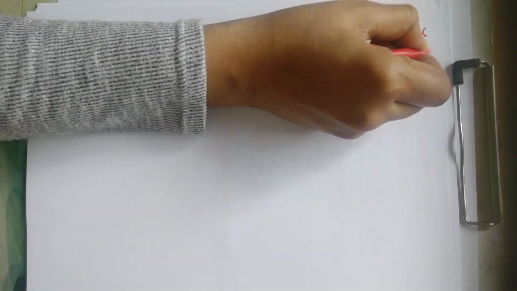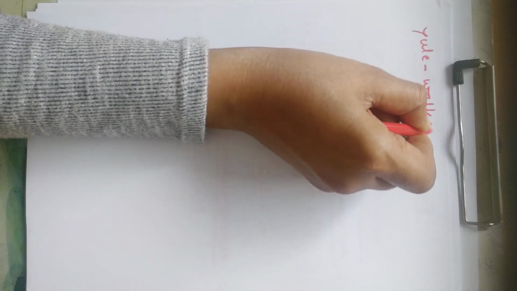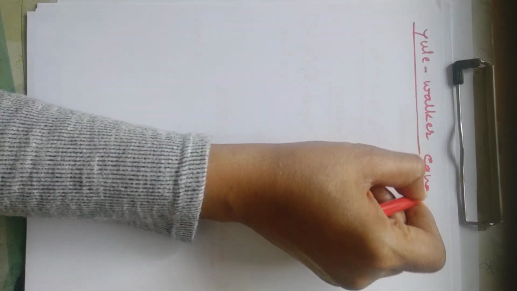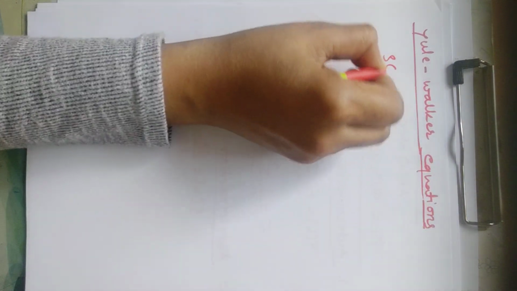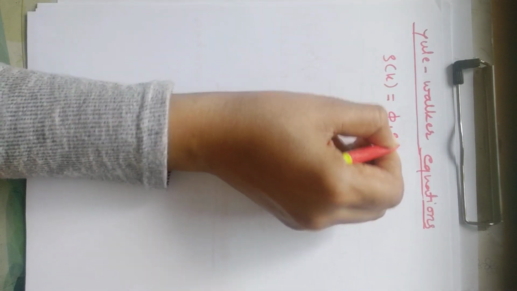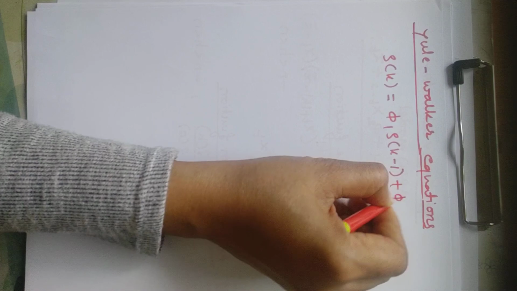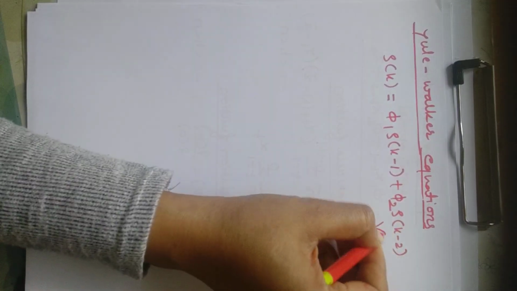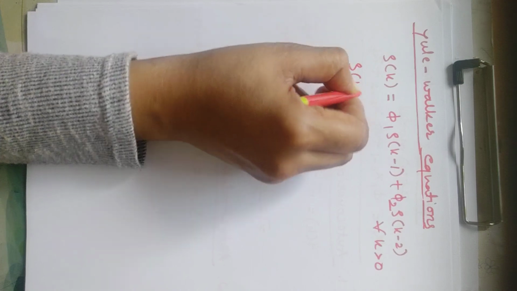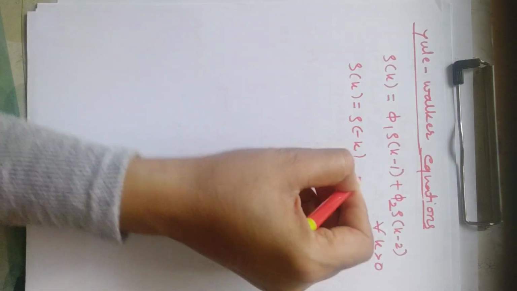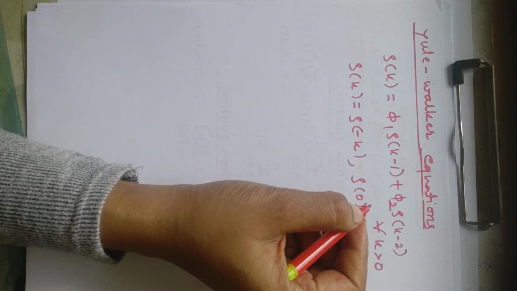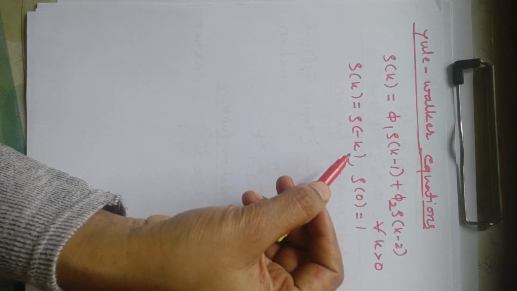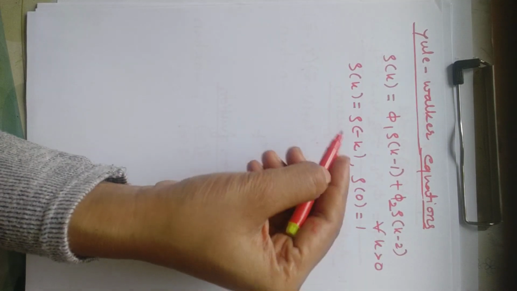Now we will discuss the Yule-Walker equations. The Yule-Walker equations are given by rho of k is equal to phi1 rho of k minus 1 plus phi2 rho of k minus 2 for all k greater than 0, and rho of k is equal to rho of minus k, rho of 0 is equal to 1. That is, the autocovariance function gamma of a stationary series is symmetric around the origin. So rho of k is equal to rho of minus k.